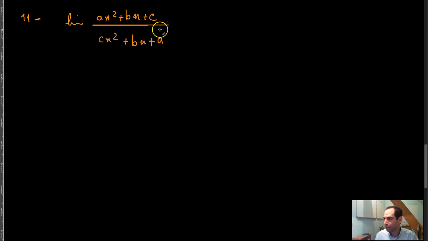So that was question number 10. Now question number 11, we have the limit of ax squared plus bx plus c over cx squared plus bx plus a as x tends to 1, and a plus b plus c is not equal to 0.